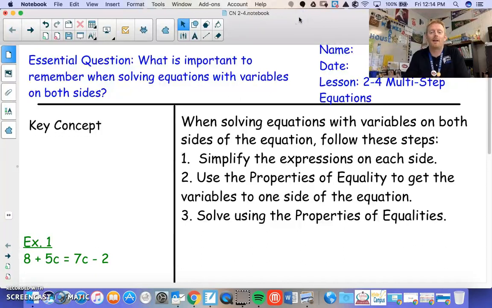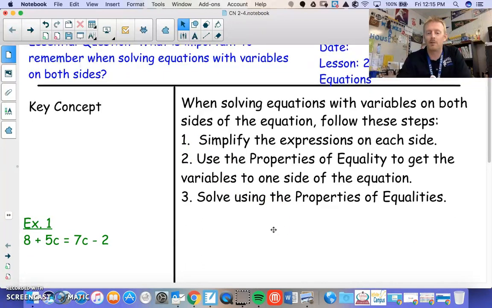We're talking today, lesson 2.4, which is multi-step equations. There's some big ideas here. Step one to solving the multi-step equation is to simplify the expressions on each side. That means you're going to either combine like terms or distribute. You're going to make the left side and the right side where you can't do any more math on those individual sides before we start using step two, the properties of equality, to get the variables onto one side. And then step three, just solve it like we normally do.